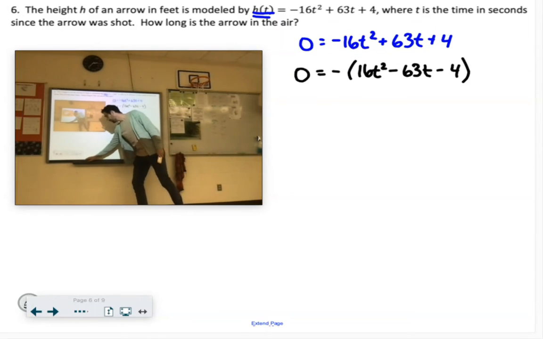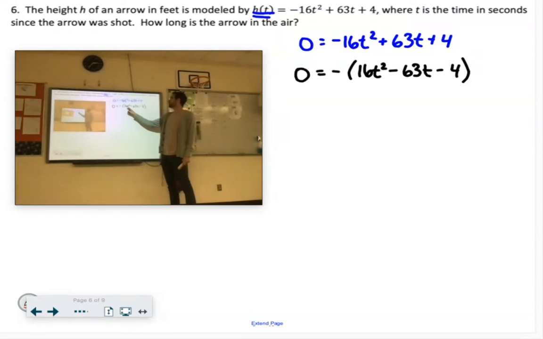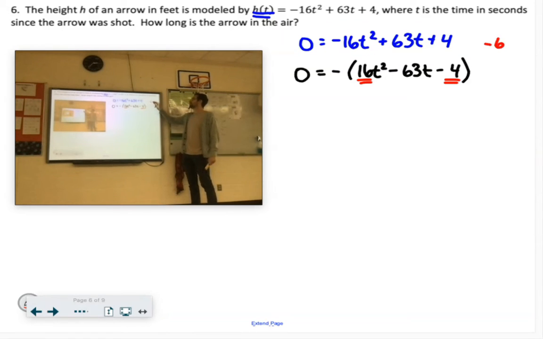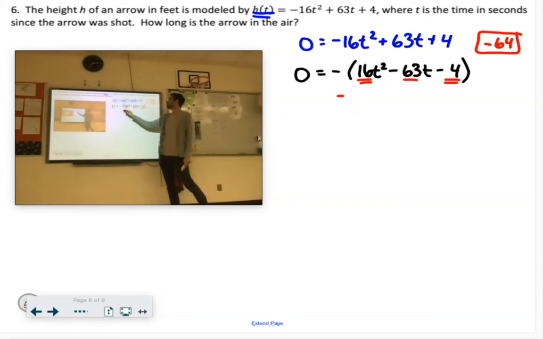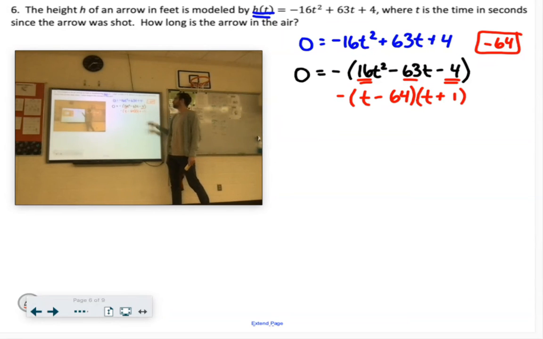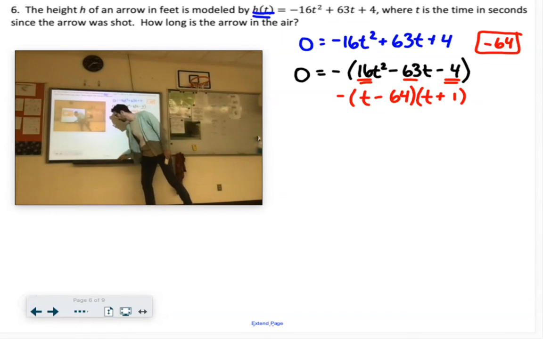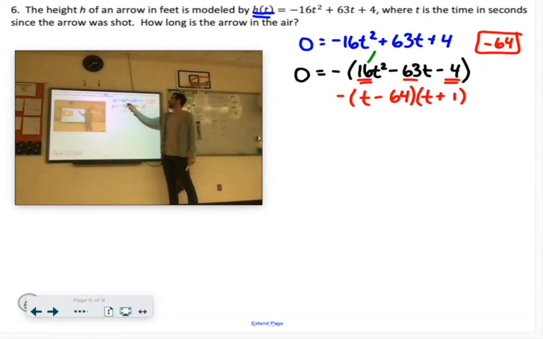All right, so remember when we have a number in front here as an a, we have to multiply it with the end. 16 times negative 4 is negative 64. We're looking for factors of 64 that are 63 apart, which would be 1 and 64. So that would come in as minus 64 plus 1. But remember the old trick. We have to try to divide them by a, which in our case is 16.